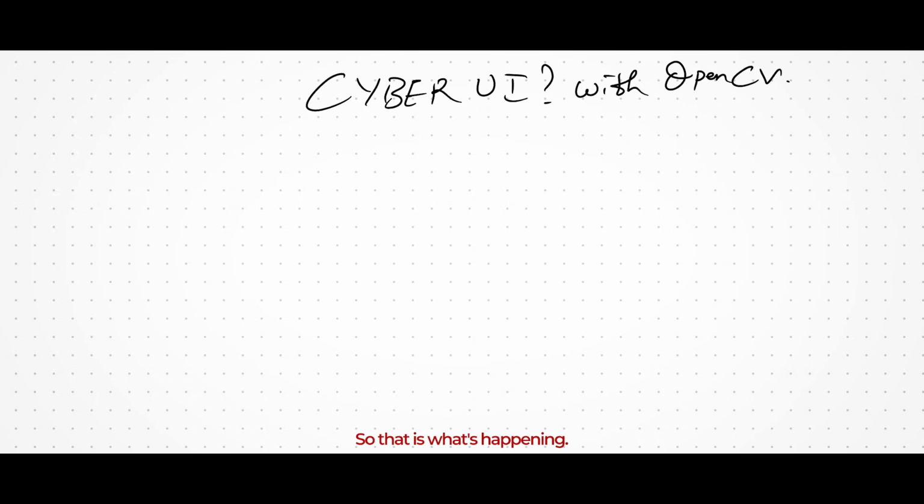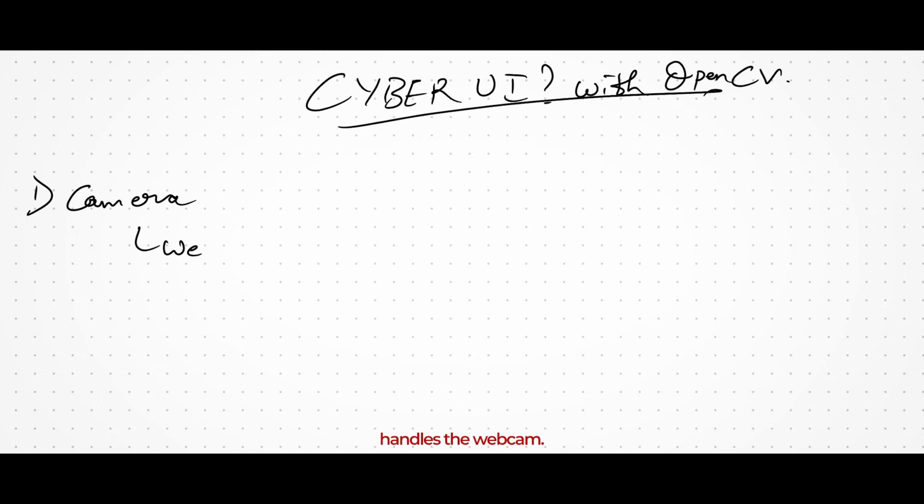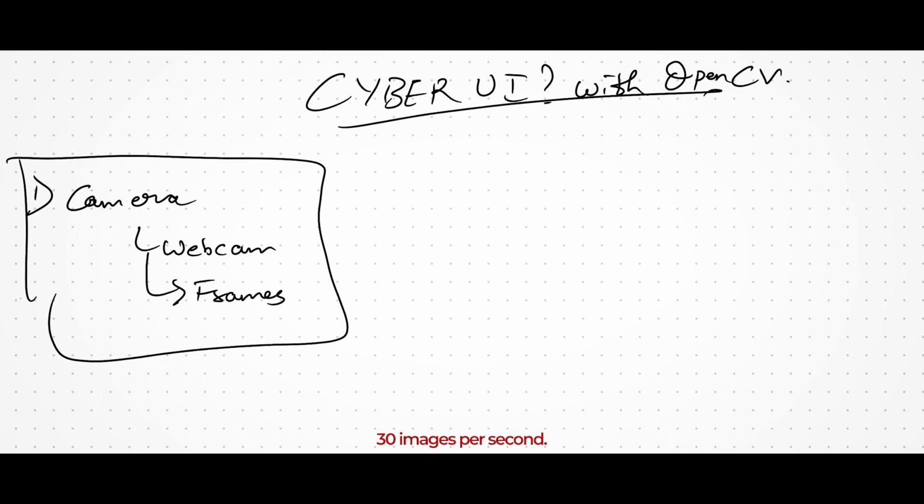Okay, I didn't just blindly start asking my AI to build this. There's actually a process. I did my homework. So that is what's happening. First, camera. OpenCV handles the webcam. It gives me frames, just images, 30 images per second. That's the canvas. Now, this is where MediaPipe comes in.